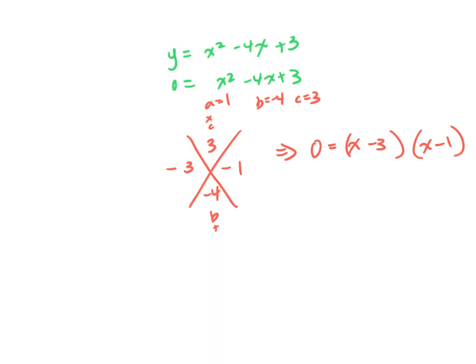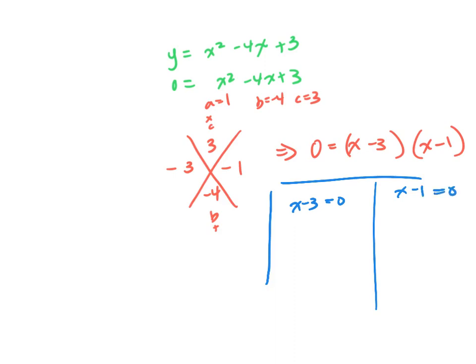So now I can use the zero product property where I set each of these factors equal to 0, because I notice that I'm multiplying these factors together and they multiply to 0. So I'm going to get x minus 3 equals 0 and x minus 1 equals 0. I'm just going to solve for x, where I add 3 on both sides to get x equals +3. I'm going to add 1 on both sides to get x equals +1.